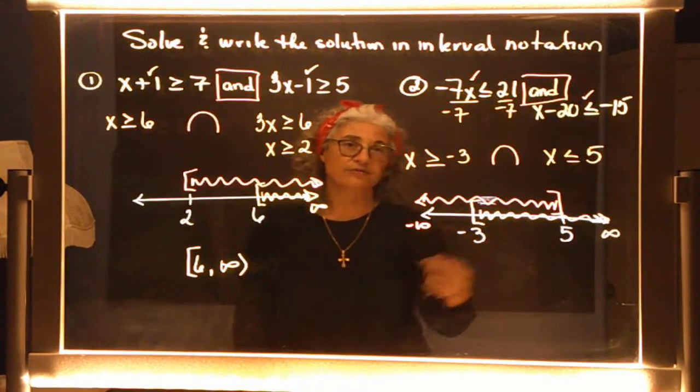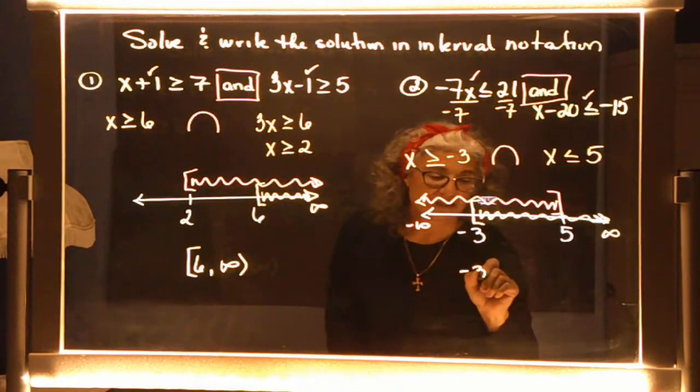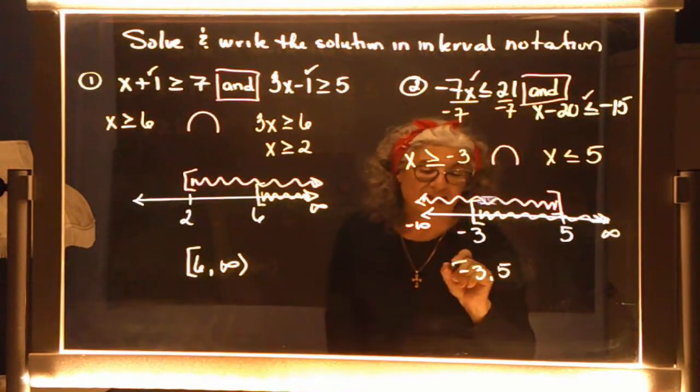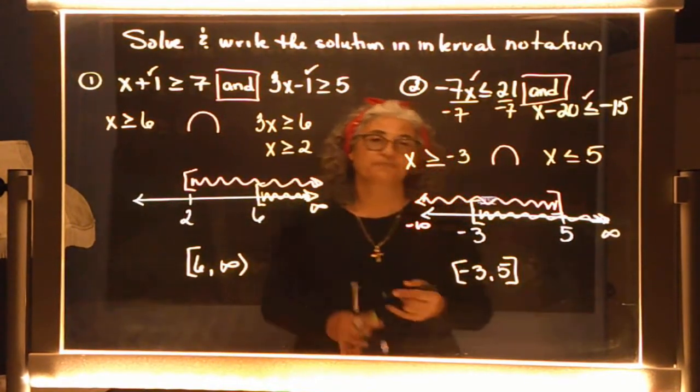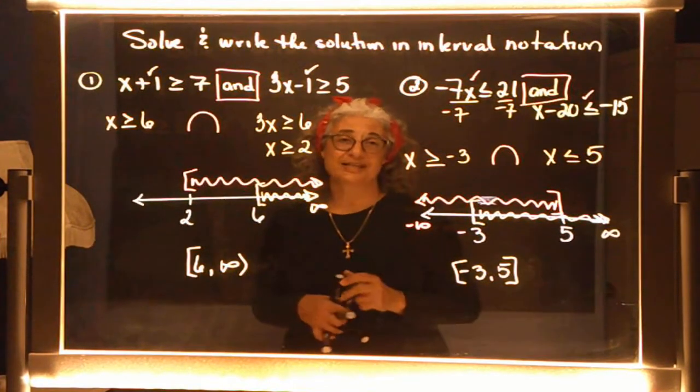So where do they overlap each other? Yeah, right here between negative 3 and 5, and there's brackets on both of them. Cool? Okay, hang in there. Got a couple more examples for us.